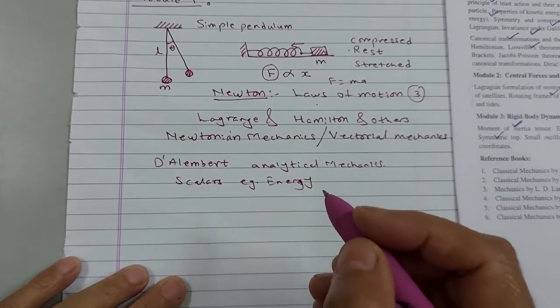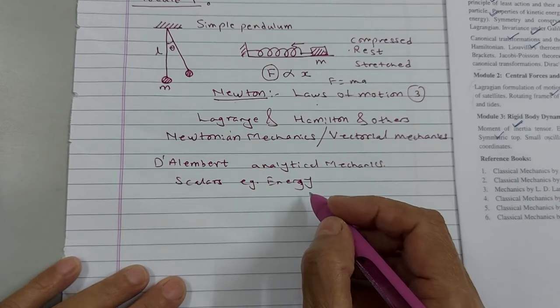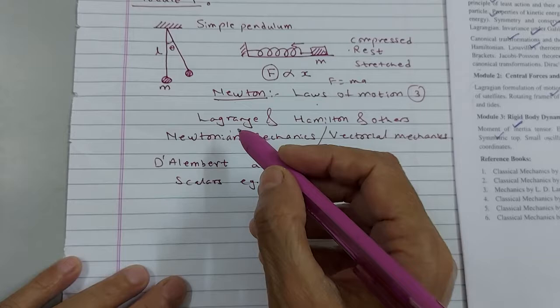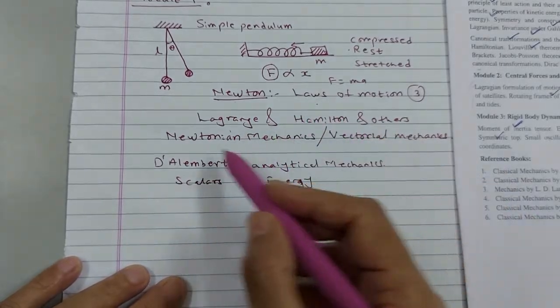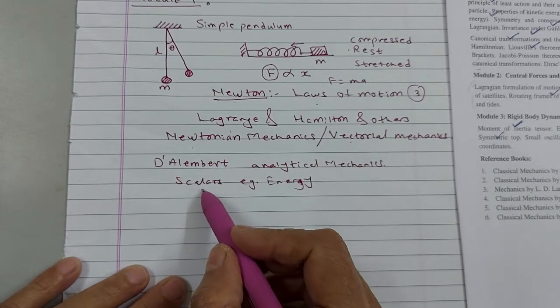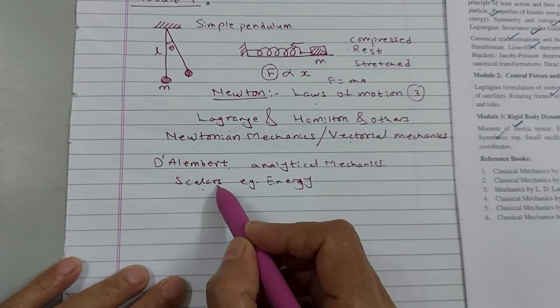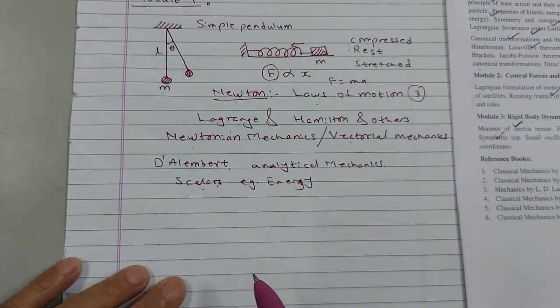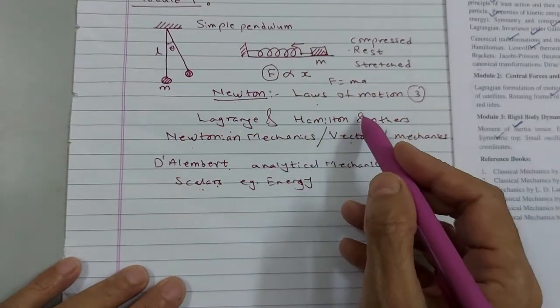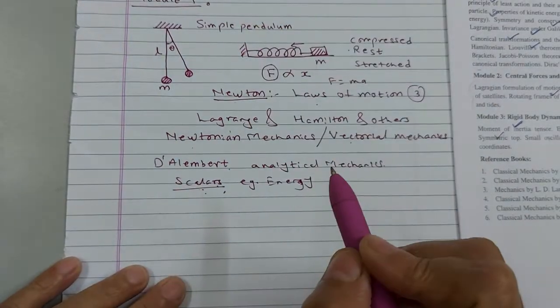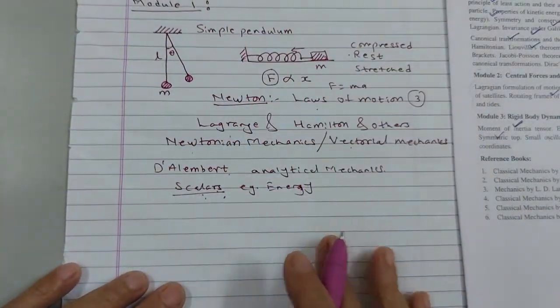So along with Newton, there are words like Newtonian and vectorial, but then you will ask, what about the scalars involved? That's the reason some advancement took place and everything is covered in our classical mechanics. Not only Newton's laws of motion, not only vectors, scalars are also involved. That's the reason everything is covered under classical mechanics.